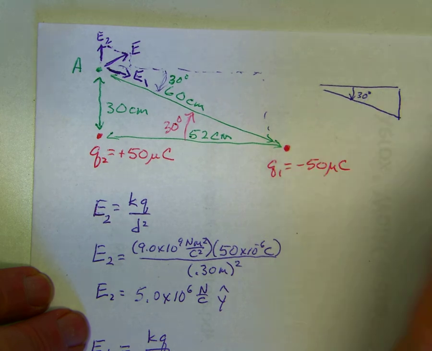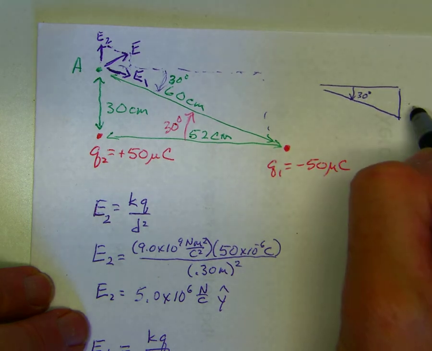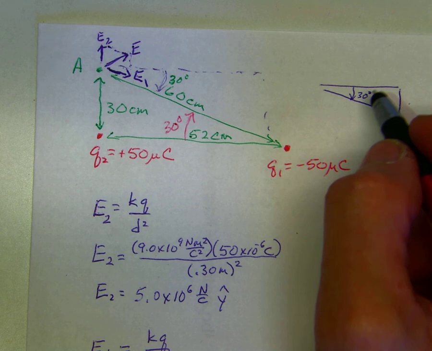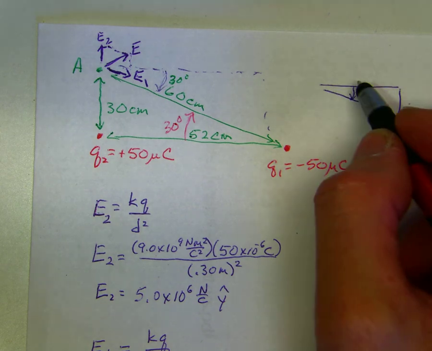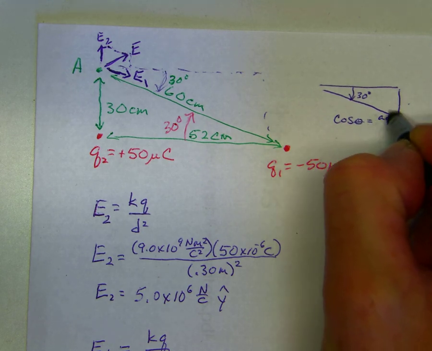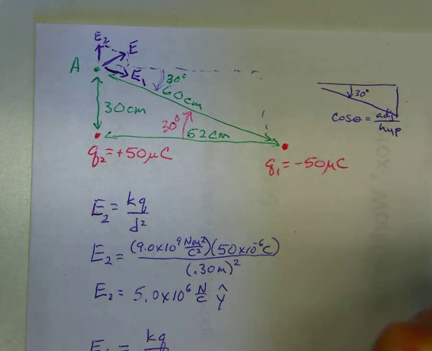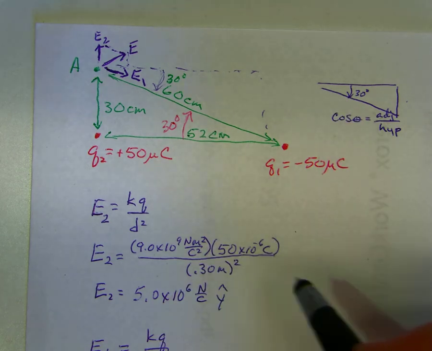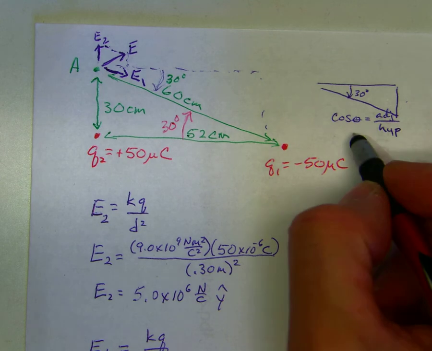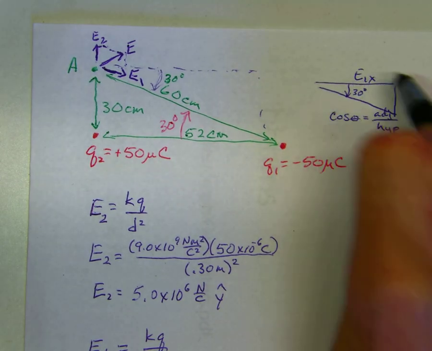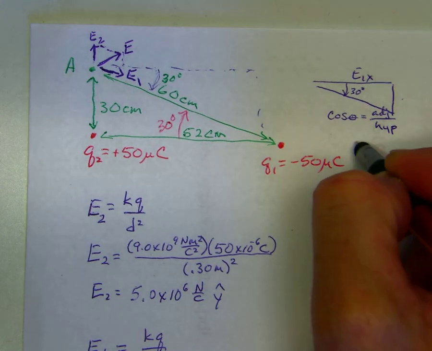So for the part in the x direction, are we going to use the sine or the cosine? Cosine. Okay. So E1 in the x direction, E1x, is equal to negative 1.25 times 10 to the 6 newtons per coulomb times cosine of 30 degrees.